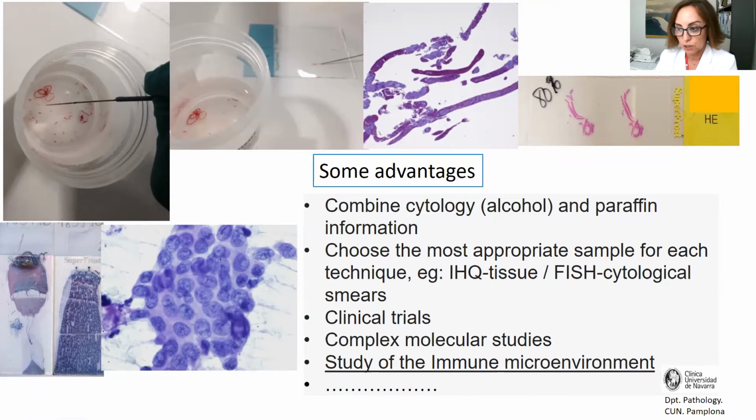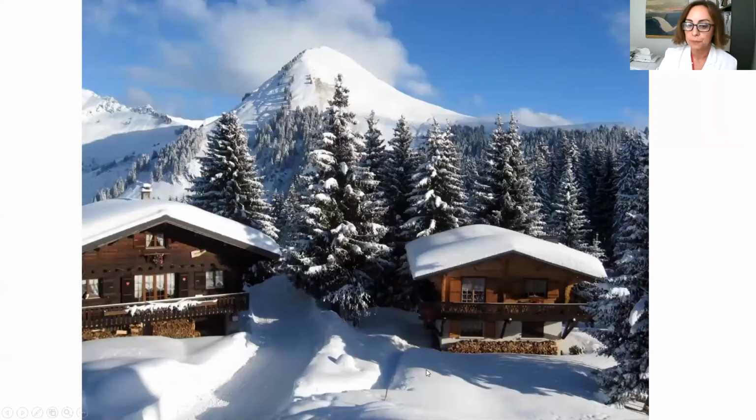We'll see the reason a little bit later. Some patients can benefit from this because, as you know, clinical trials don't allow cytological samples, but they do accept paraffin samples. So thanks to these techniques, some patients can benefit and can be enrolled in some clinical trials. And we can, of course, perform more complex molecular studies, including the study of the immune microenvironment.